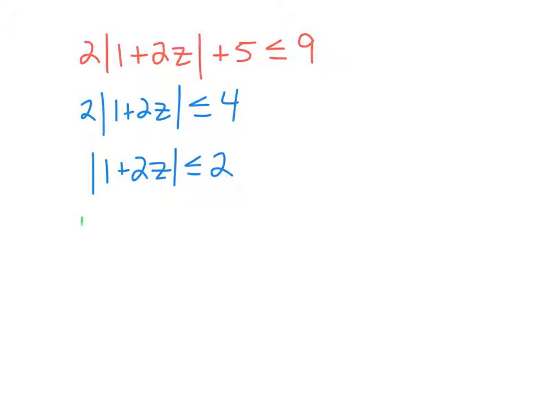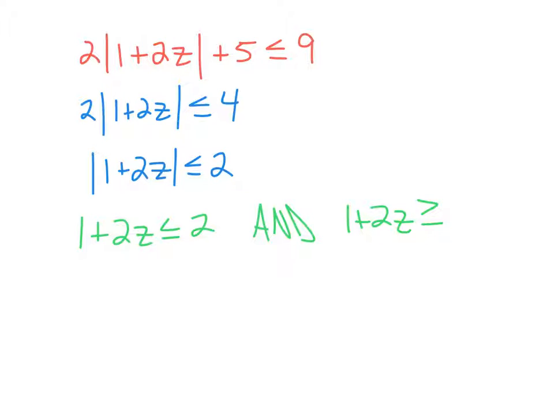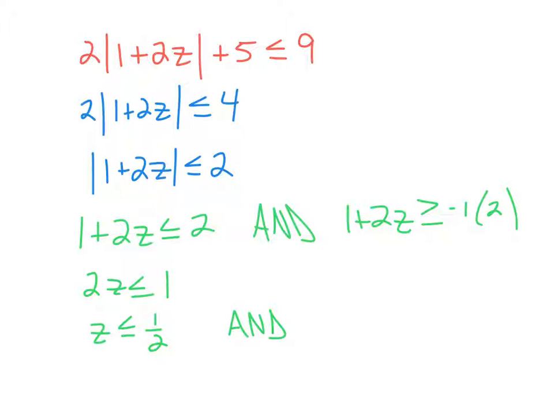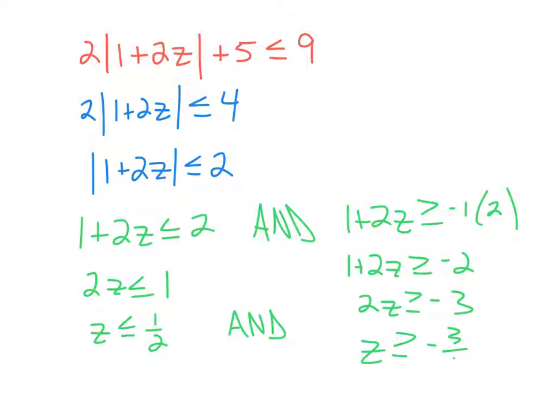So we're going to go 1 plus 2z is less than or equal to 2, and 1 plus 2z, we have to flip the inequality and multiply by negative 1. So on this left one first, I'm going to subtract 1 to the other side and divide by 2. Multiply by negative 1 here. So 2z is greater than or equal to negative 3, and z is greater than or equal to negative 3 over 2.